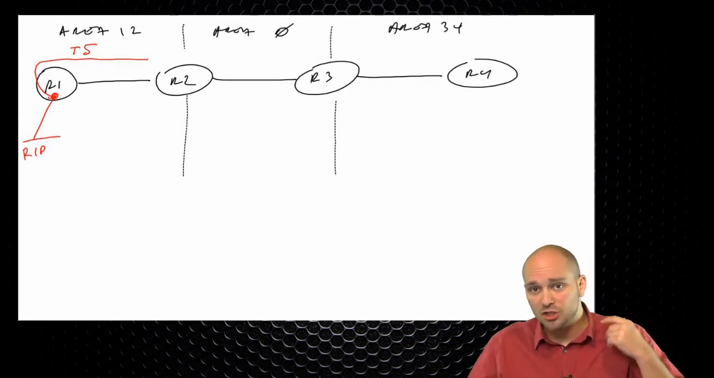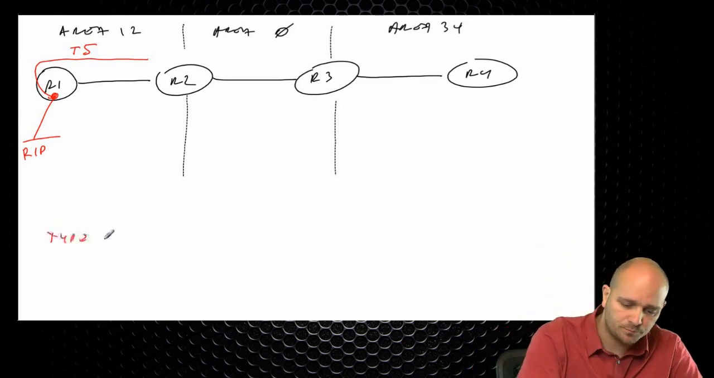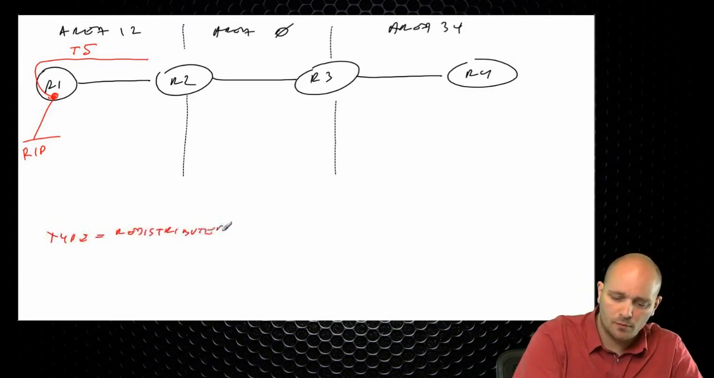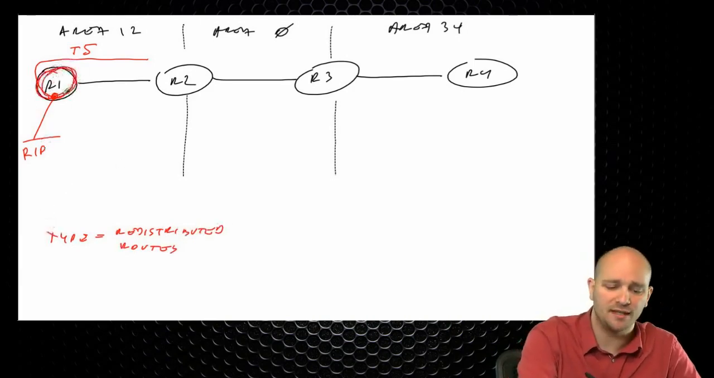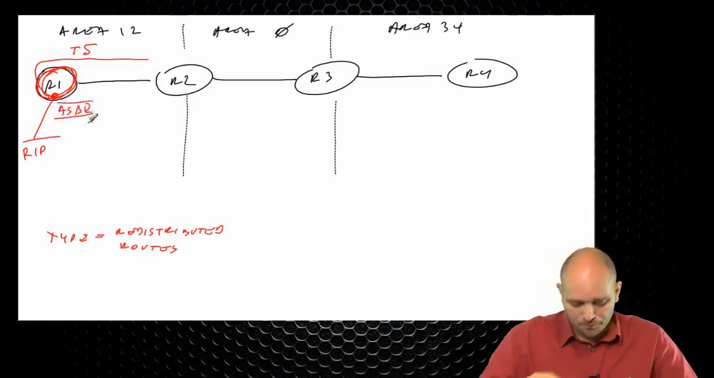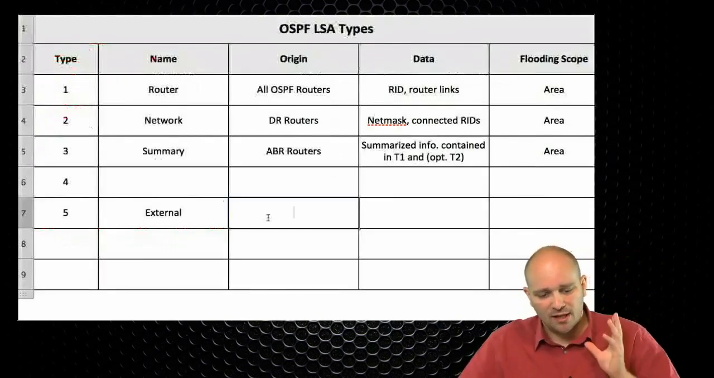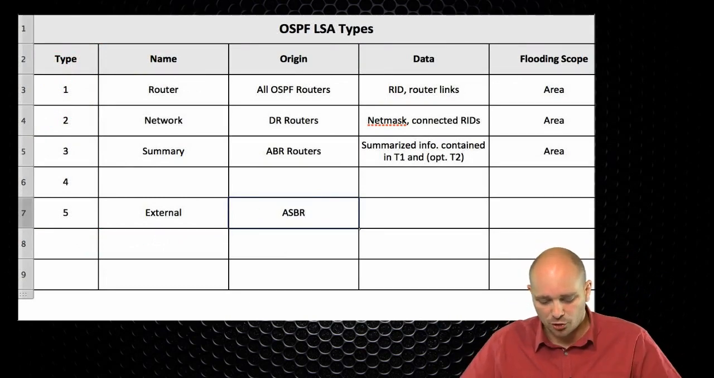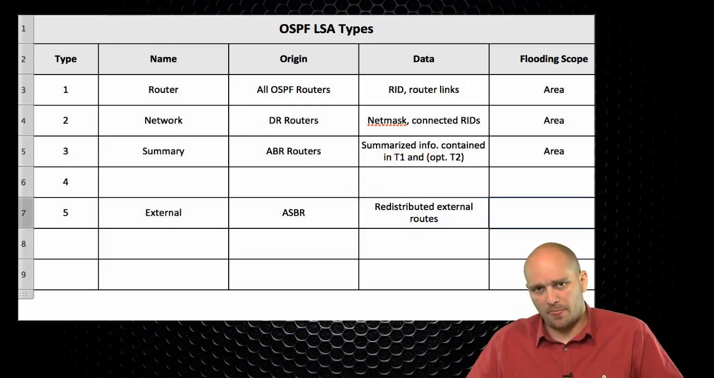Now, type 5 are external LSAs, so type 5 contains redistributed routes, and this act of redistribution is one of the things that will actually make R1 be an ASBR, or the Autonomous System Border Router. So, filling out this table here, the origin of the external LSA is going to be the ASBRs, and the data contained will be redistributed external routes.